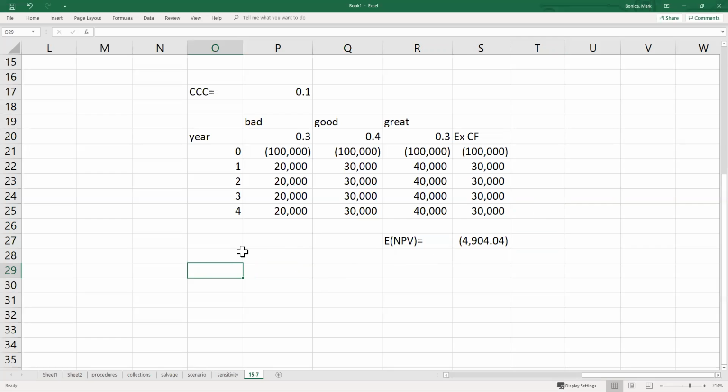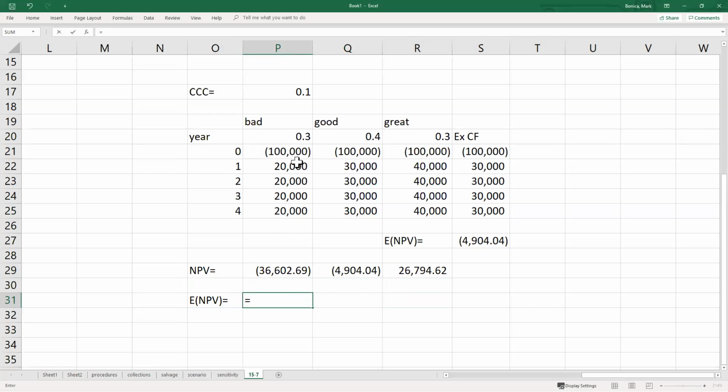So what we would do is calculate the NPV of each of the scenarios. So equals NPV at 10%. Give me all those. Let me lock the rate. So I'm getting the present value of all the cash inflows plus the cash outflow, and I get negative 36,000. I'm just going to copy that across. And then the expected NPV is the weighted average of all of these 3.